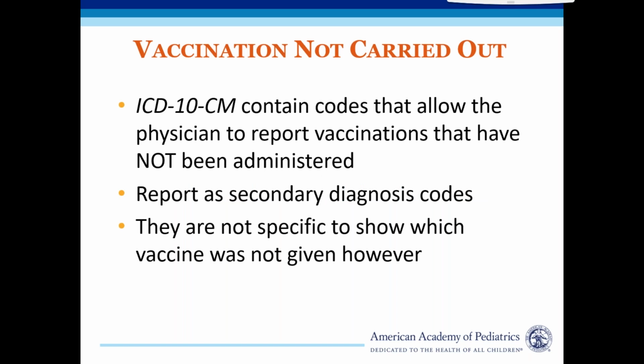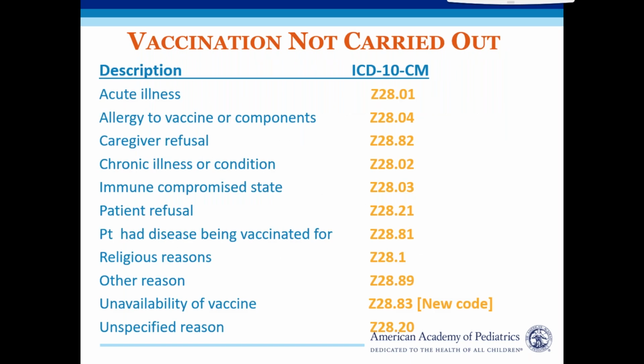Now, we have this issue more and more, vaccines not being given during encounters. In ICD-10, we do contain codes that allow the physician to report vaccinations that have not been administered. We report it as a secondary diagnosis code. Unfortunately, they are not specific to show which vaccine was not given. We don't have that capability. So if you look in here, we have vaccinations not carried out due to an acute illness, allergies to the vaccine or the components. We've got the refusal codes, whether it's the caregiver or the patient. Patient already had the disease, other reasons.